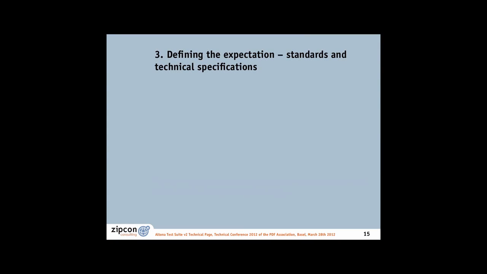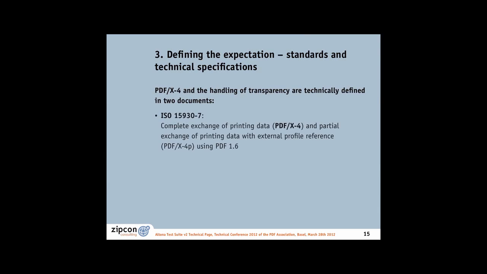So next step. Who defines the proper rendering and proper processing? And what are the standards and the technical specifications? The first step is quite easy. We have two papers. On the one hand, the ISO 15930 Part 7, which deals with PDF/X-4, as we are testing compliance of PDF/X-4.